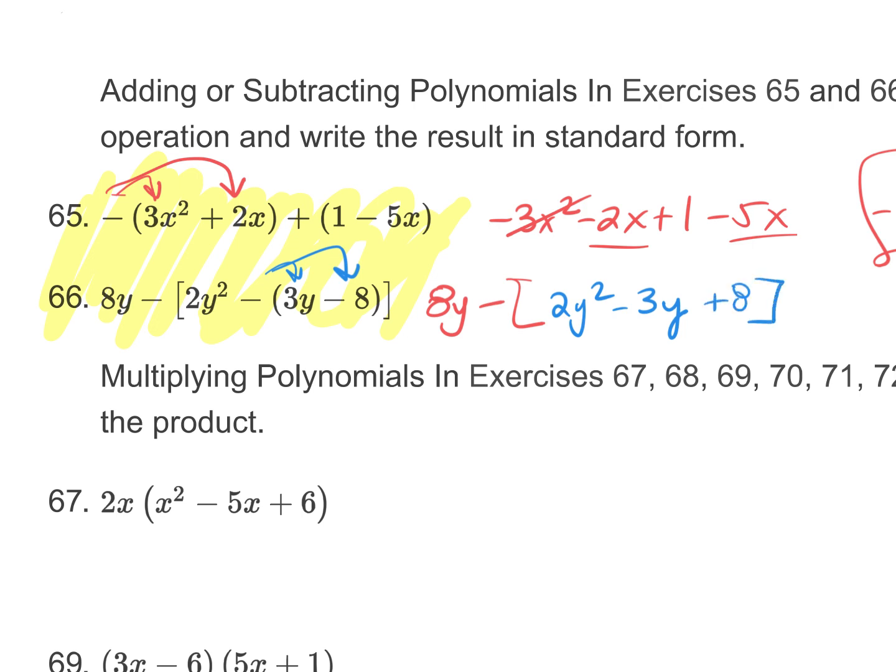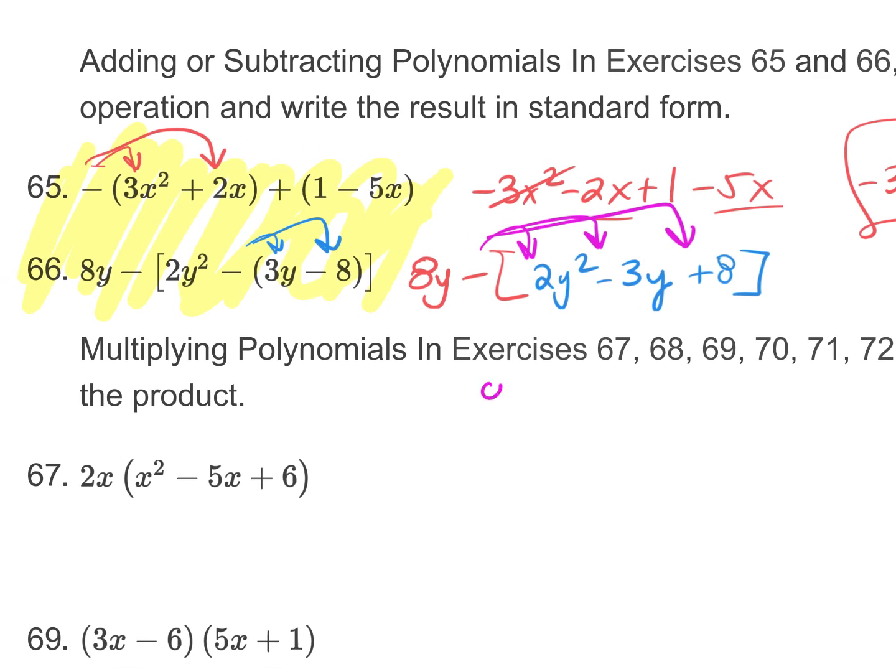Questions? Before you go and distribute again, see if you can simplify anything inside that bracket. Can we? I have a y squared, a y, and a y to the 0 power. So can I combine anything yet? Inside in the blue? No. All right. So what do I do with that additional negative sign I have? I'm going to distribute that. You want to work from the inside out and then simplify. So you have 8y minus 2y squared plus 3y minus what? Minus 8.